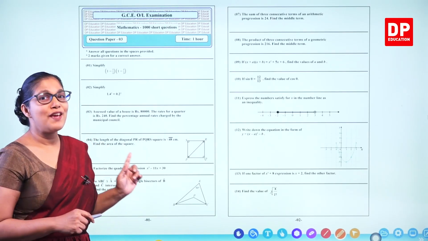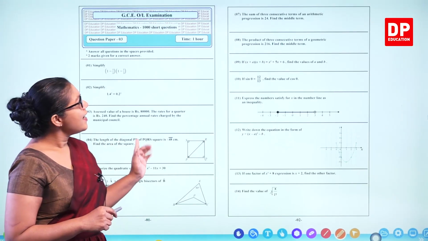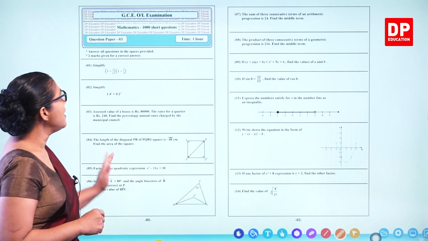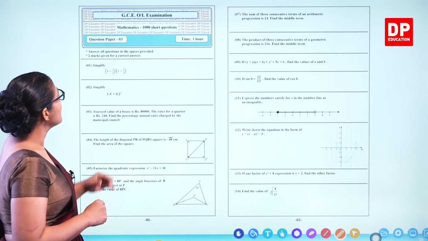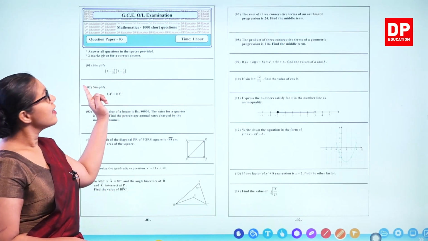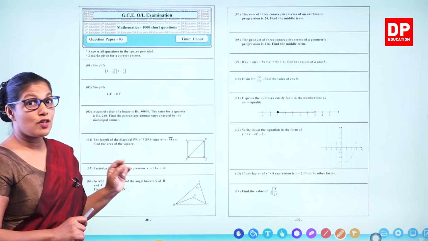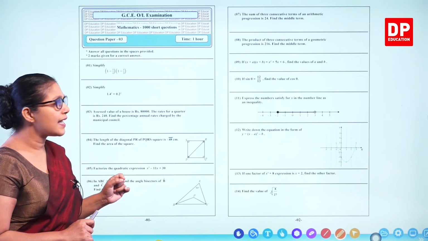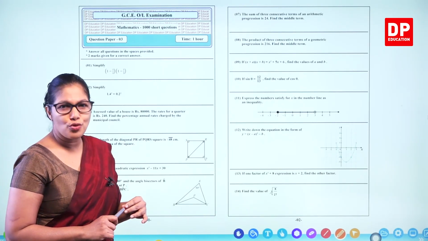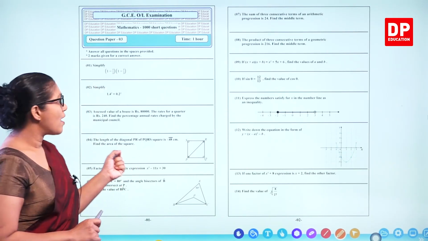Hello students, today we are discussing the third paper of the 1000 short questions series. Again, there are 25 questions in this paper, and each question is worth 2 marks, and spaces are provided. You can give answers in the spaces provided. For short questions, how many minutes can you spend? You can spend 2 minutes and 24 seconds, but try to do it within 2 minutes. So each question gets 2 minutes and you get 2 marks.